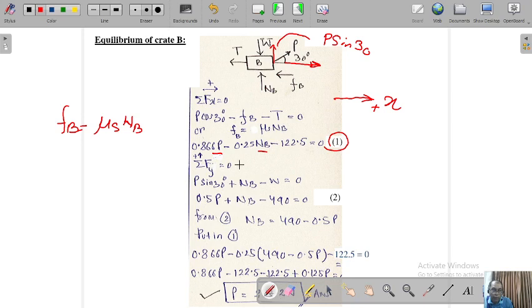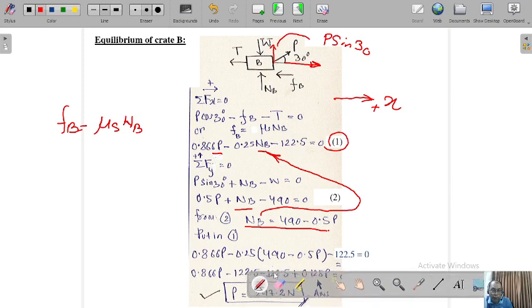So if you look at it again, you have got P and you have got Nb here. Either you can solve it as simultaneous equations, or from here you can calculate your Nb. So Nb will be equal to 490 minus 0.5 P, where 490 goes to the right hand side, and 0.5 P goes to the right hand side. You can put this Nb here. So it is going to be 0.866 P minus 0.25 into (490 minus 0.5 P) minus 122.5 equal to 0.